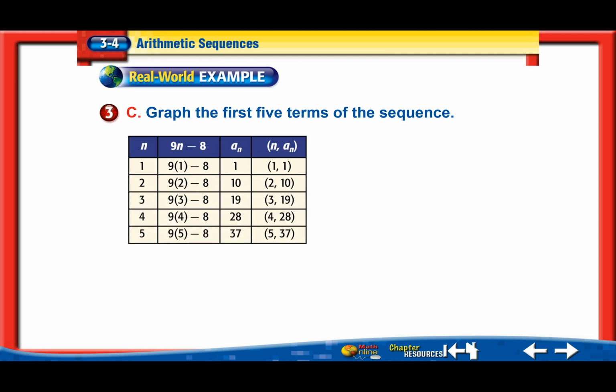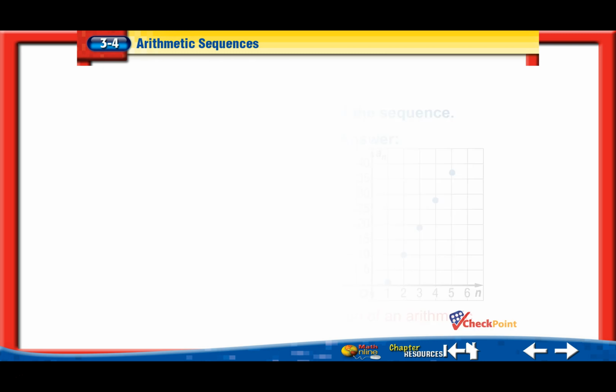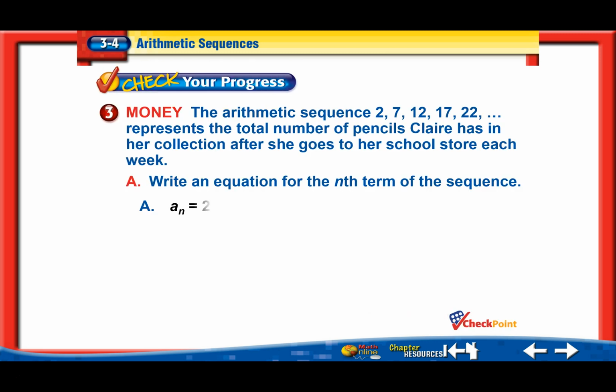Now we're going to graph the first 5. Well, we're going to give that all to you here. So graphing, we'll find 1 goes to 1, 2 goes to this, 3 goes to this. So n, and then a to the n. We put the n's on the bottom and the a to the nth, whatever it comes out to. They fall in a straight line. That means that the arithmetic sequence is linear, which means it's a line. All right, pause this one, give it a shot.